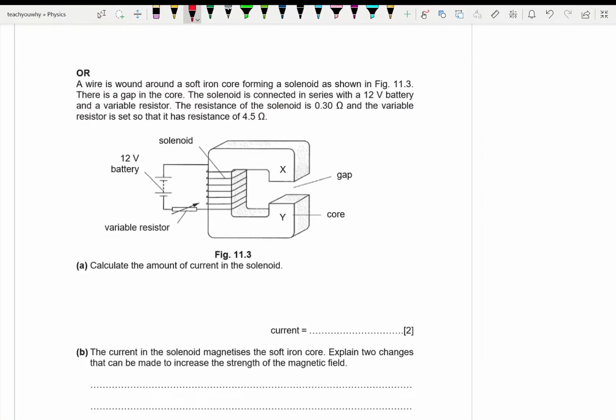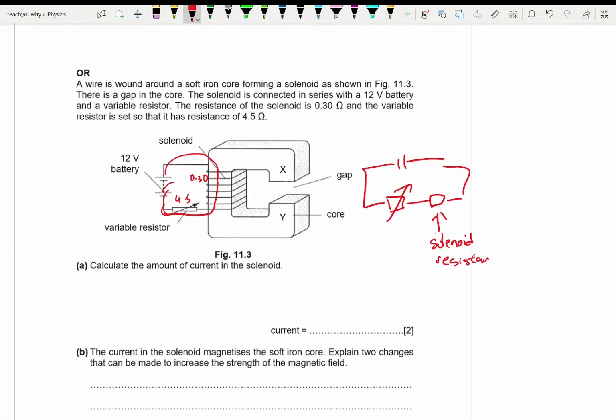Not quite a magnetic question first. Calculate the amount of current in the solenoid. So what information do we have? We have 4.5, we have 0.3 ohm. Therefore, the entire current goes through here. If I were to draw a simple diagram, you have a variable resistor, you have a resistor, and this is a resistor by a solenoid. This is your variable, and this is 4.5. This is 0.3. This is 12 volts.